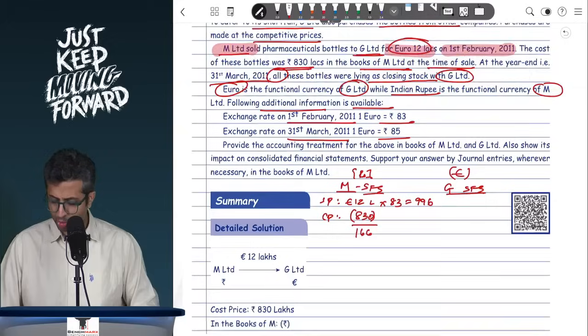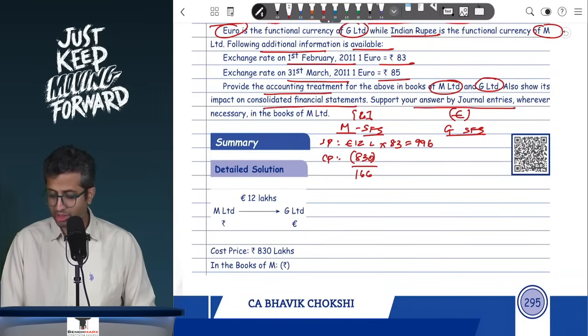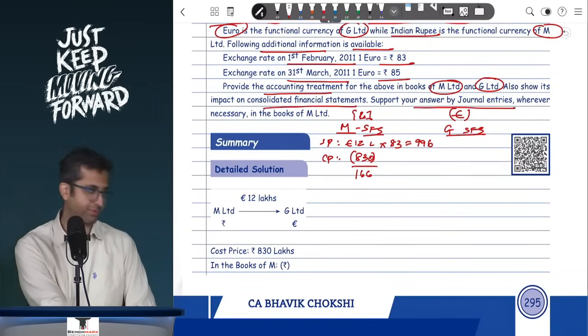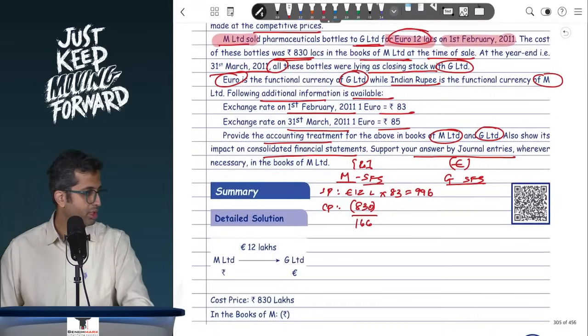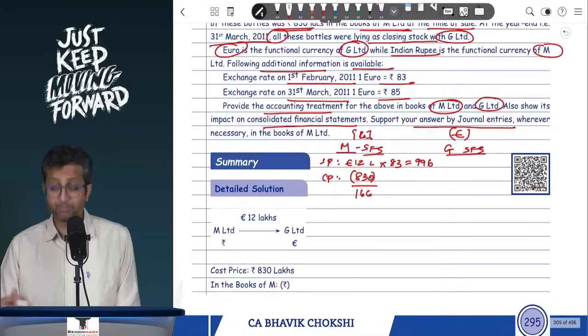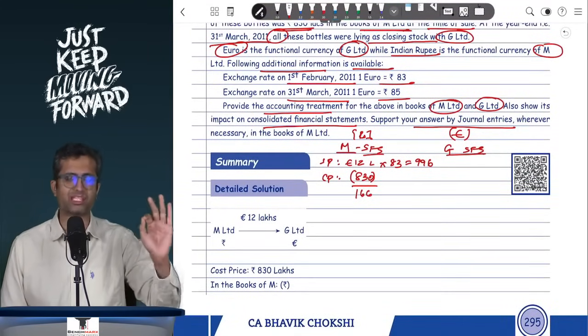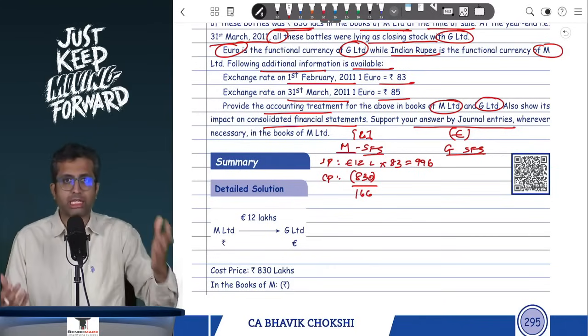Okay, so provide the accounting treatment for the above in the books of M and G. Also show the impact in the consolidated financial statements and support your answer by journal entries wherever necessary in the books of M. So over here, when we do this working, what will be there? Well, we will pass the journal entries. So first we'll go to the SFS of M. In the SFS of M, there will be a sales entry. We don't know whether there is cash sales or credit sales.